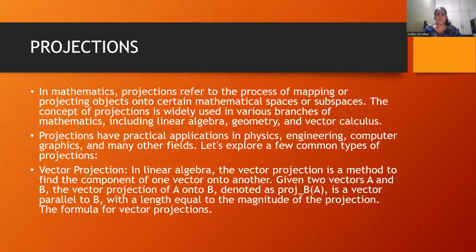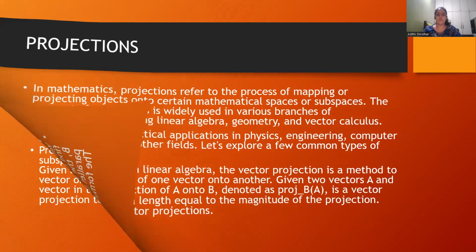Let's explore a few common types of projections. Vector projection. In algebra, the vector projection is a method to find the component of one vector onto another. Given two vectors A and B, the vector projection of A onto B, denoted as projection of A onto B, is a vector parallel to B with a length equal to the magnitude of the projection. The formula for vector projections.